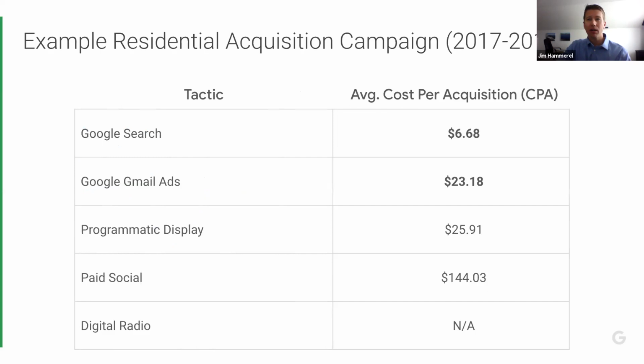You can see here that our CPA on Google search was $6.68. We ran some GSP, or some Gmail sponsored promotion ads, through Google as well. And we had a $23 CPA. The next closest was programmatic at $25. Paid social was not even on the chart, and digital radio we couldn't even track.